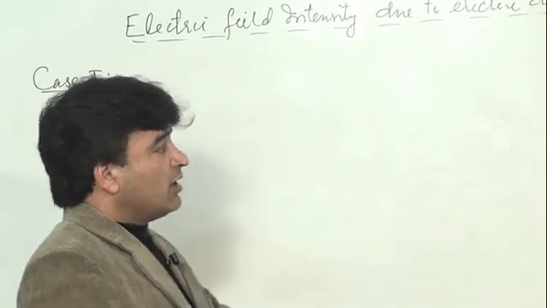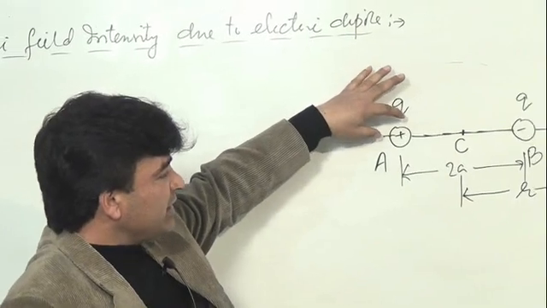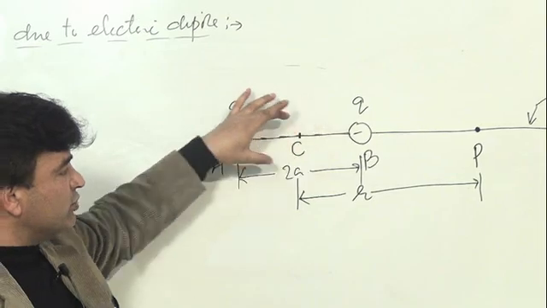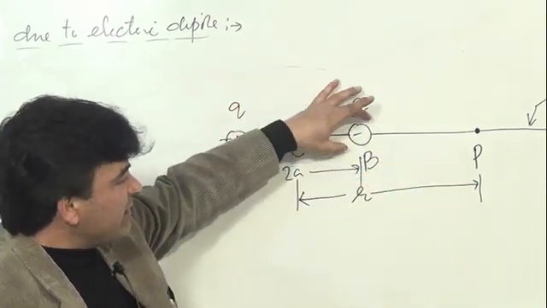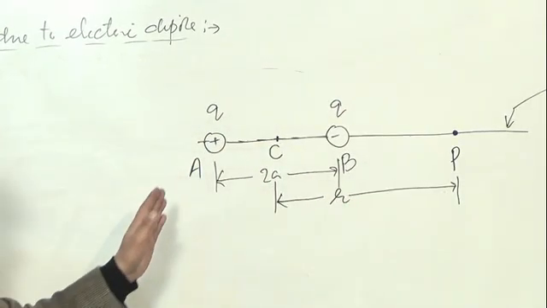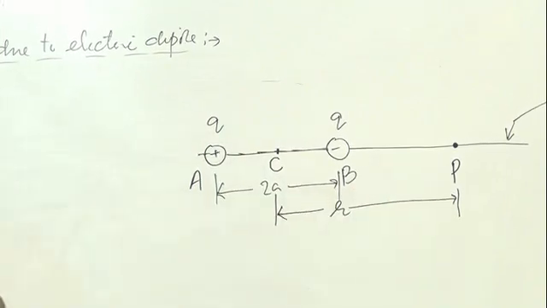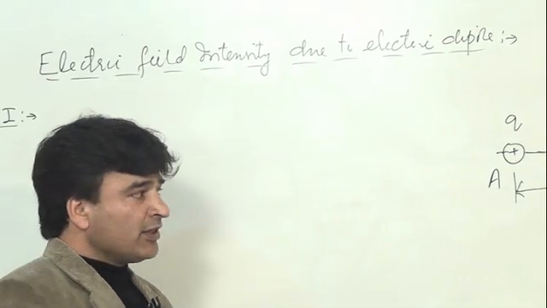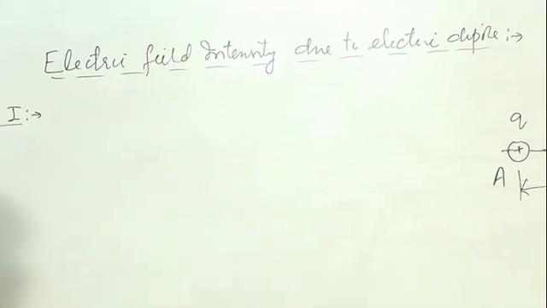As you already know, the superposition principle states that in order to get the electric field at point P, first consider one charge out of the two, find the electric field due to this charge at P, then find the electric field due to the other charge at P, both in magnitude and direction. Then take the vector sum of these two electric fields at point P, and we will get the resultant electric field. This is what is called the superposition principle. We have to apply the same to get the electric field at point P due to the electric dipole.